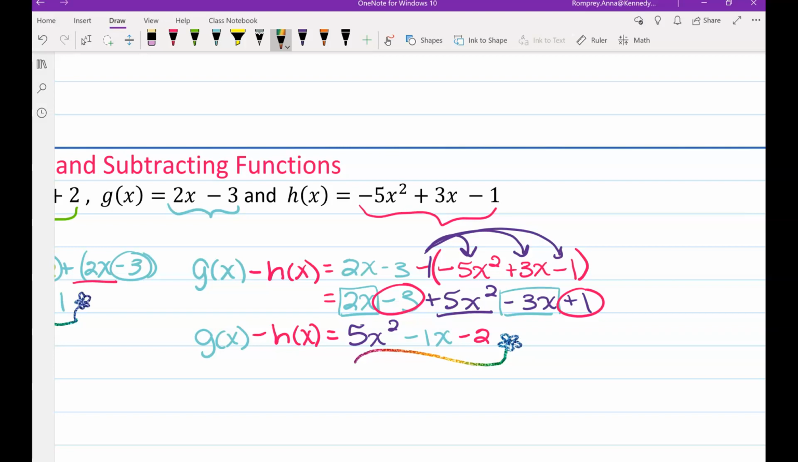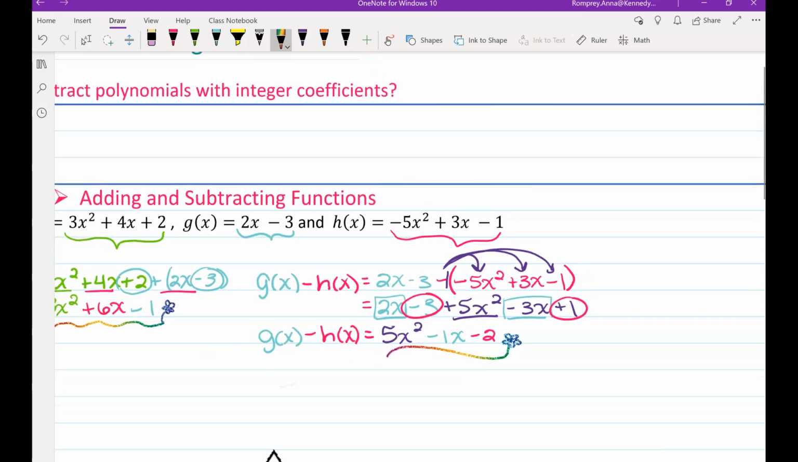Pretty cool? So we already know how to add and subtract polynomials. We're just applying it to function notation. So this is more of a reading problem than anything else. Reading and understanding the notation.